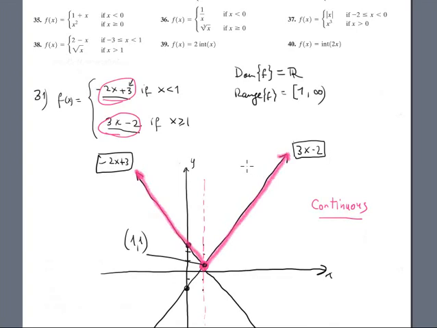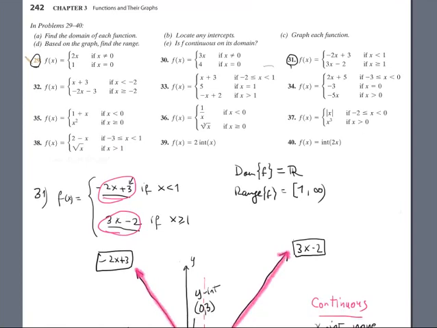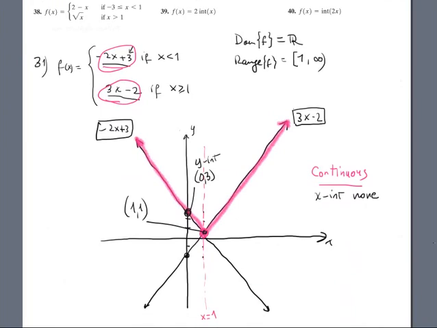One more piece of information they want: intercept. We have only one here, the point 0,3. It's the y-intercept, and x-intercept we have no, because the graph never crosses. For more information they want: continuity, intercept, graph, domain and range. That's it. Complete the answer.